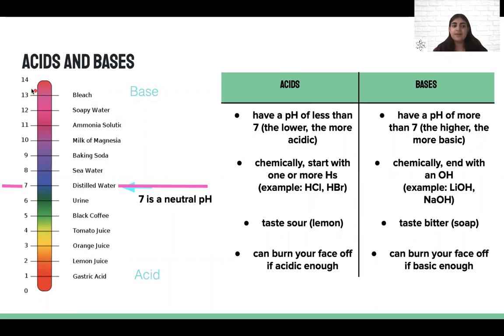So if I have a pH of 13, for example, and a pH of 8, we know that the further from 7, the more basic something is when you're increasing. So here a pH of 13 would be more basic than a pH of 8. And then the opposite happens when we talk about acids. The lower the pH is, the more acidic something is. So something with a pH of 1 would be more acidic than something with a pH of 6.